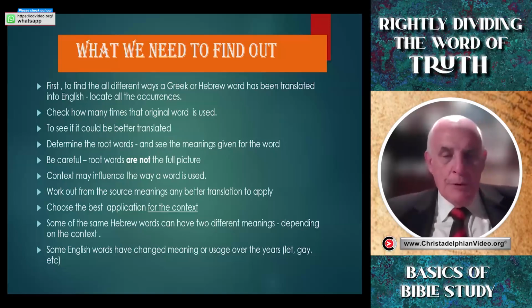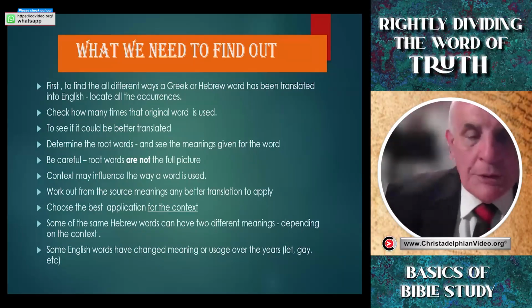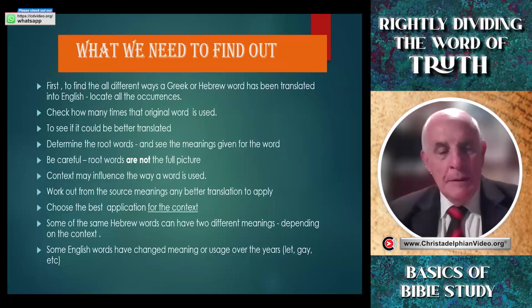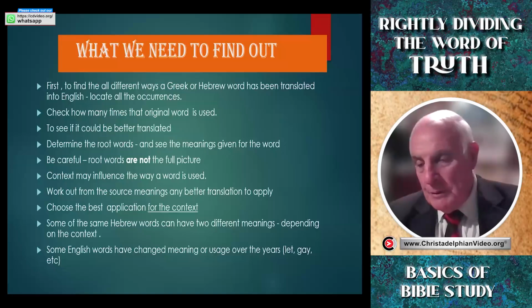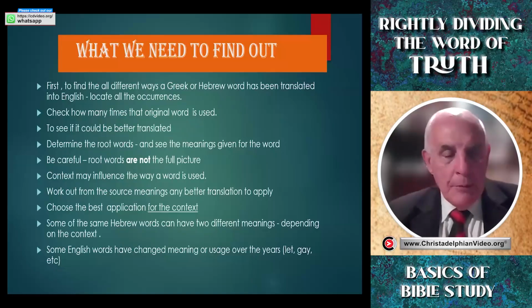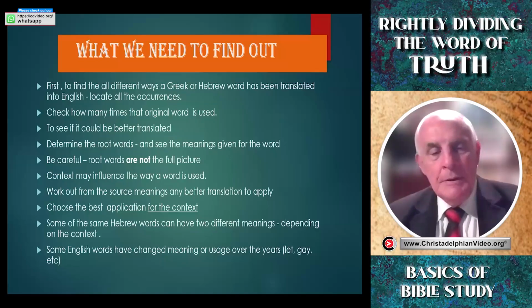We want to determine the root words. Sometimes the words we have are combinations of one or more root words, and we see the meanings given for the word that come from those root words. Just a little note of caution about root words. Root words are not the full picture. They are a component of the word that you're studying. I have seen people go quite astray by just picking up the meaning of a root word and then making a story out of that, which is not the full picture. Always be aware that the context that a word appears in may influence the way the word is being used. We'll talk about context in a future section.